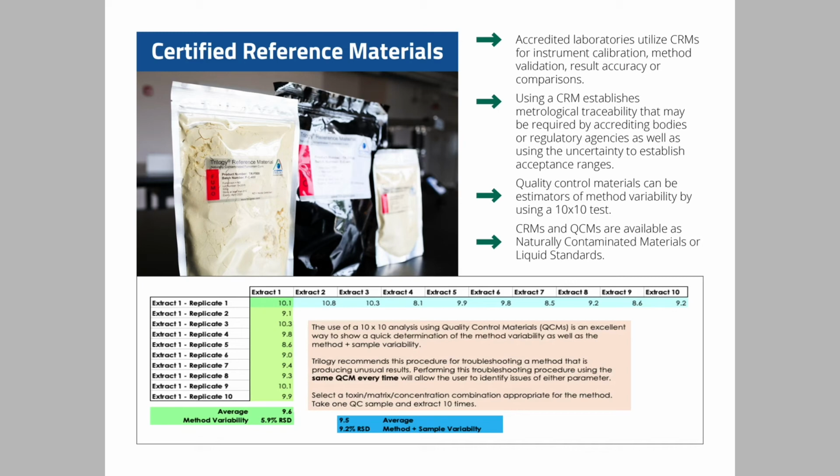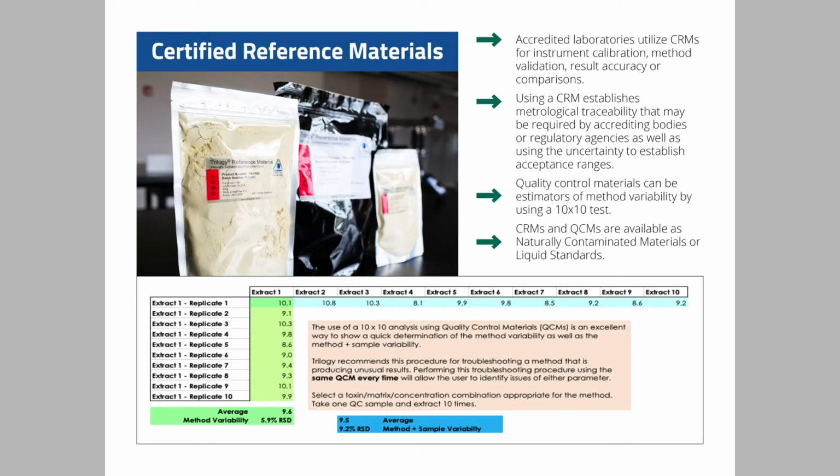One way we wanted to mention that quality control materials can be used in a troubleshooting manner is by doing something that we refer to as a 10 by 10. You'll notice in the grid on our slide that there are 10 extracts across the top of the slide and 10 replicates down the slide. The extracts across the top in blue represent 10 samples that have been extracted 10 individual times. The data represented in green represents one extract that has been analyzed 10 times.